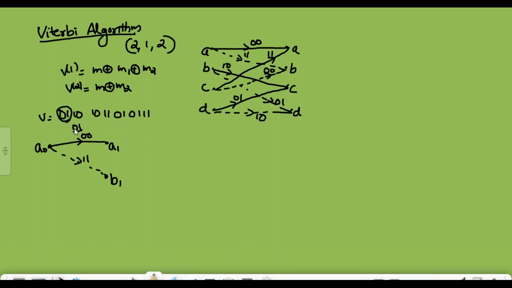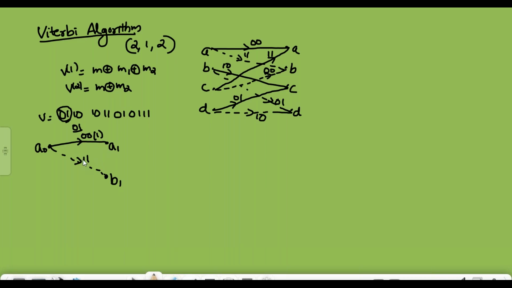The method is, we find the number of bit positions in which the received bits and the output bits along each branch are different. For the first branch, the first bit is the same, the second bit is different. Here 0, here it is 0, here it is 1, here it is 0. Therefore, one bit is different, so the metric associated with this branch is 1.